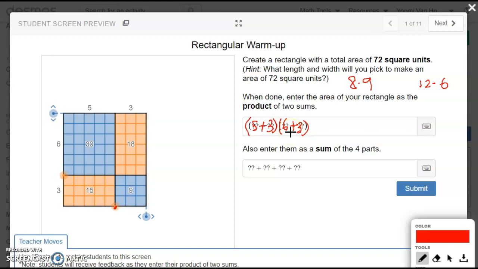What about the area as a sum of 4 parts? What are the 4 parts? Those are the 4 different rectangles. So the 4 parts are 30 here. The second area was 18. And then third area was 15. And the last area was 9. So it's 30 plus 18 plus 15 plus 9. That's representing it as the sum of 4 parts.